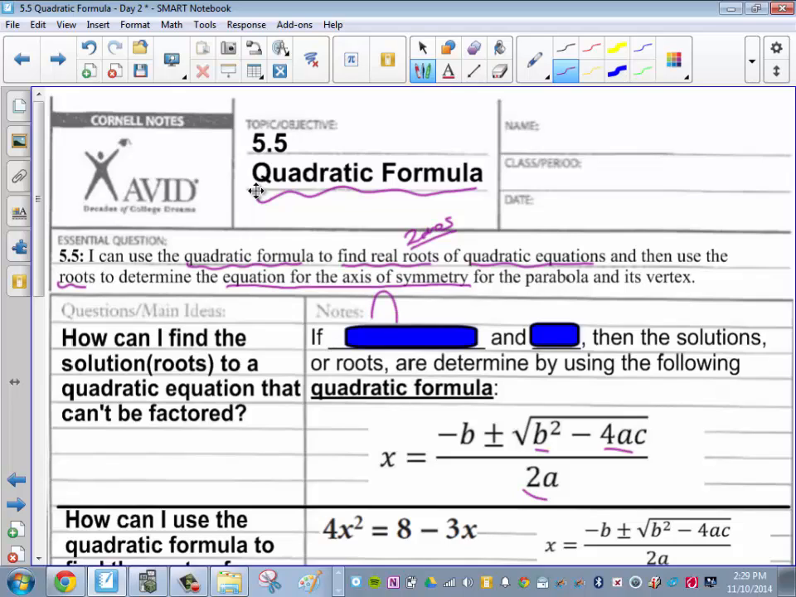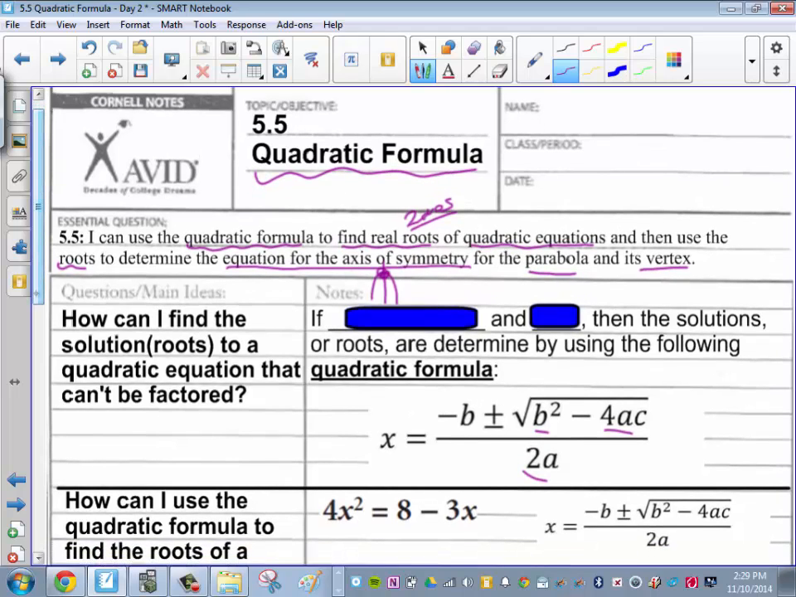Well, just a foreshadow: the axis of symmetry cuts a quadratic, or a parabola, in half, for the parabola and its vertex. And you remember what the vertex is. That's this little dot right here at the top of a parabola, or at the bottom of it. And the vertex is right here.